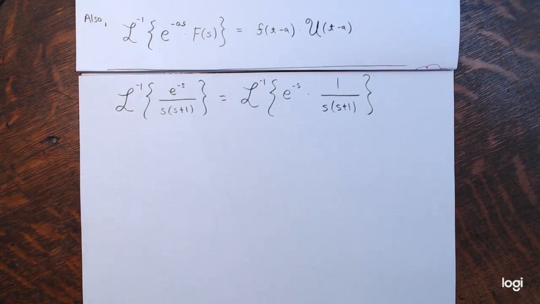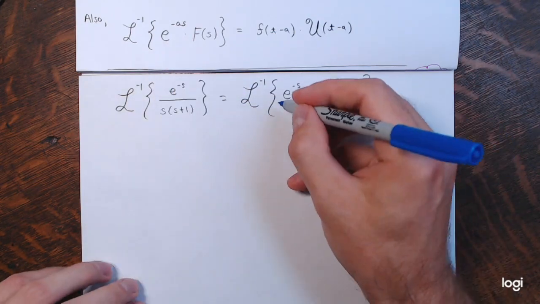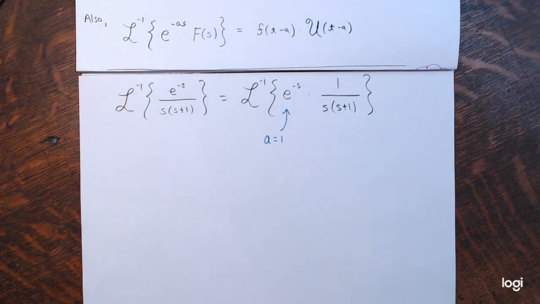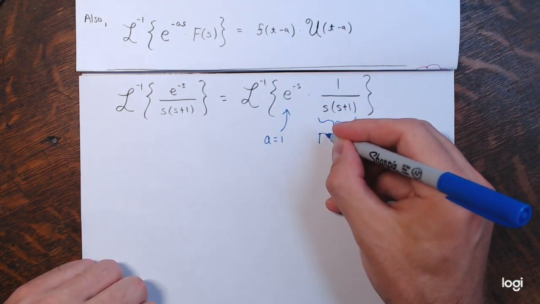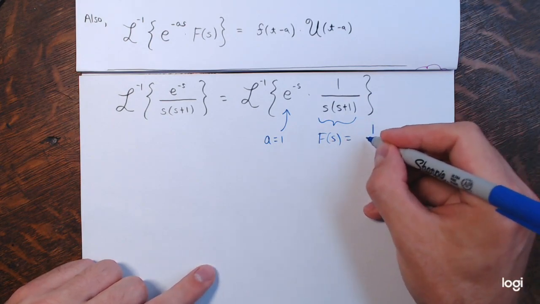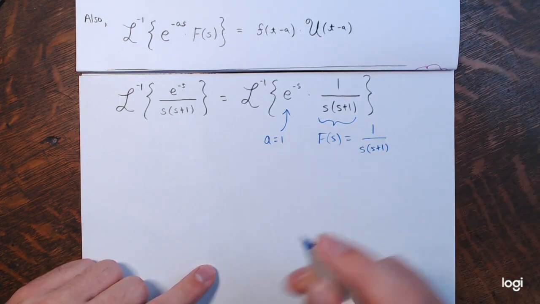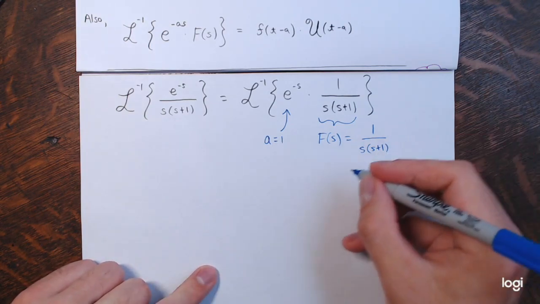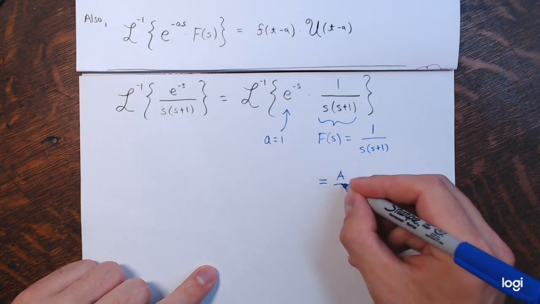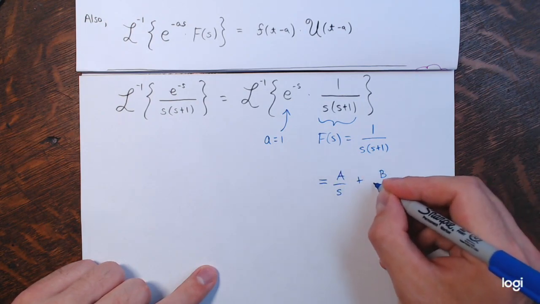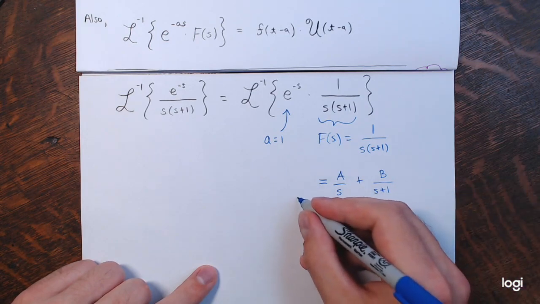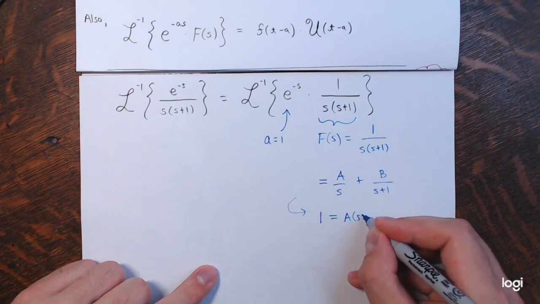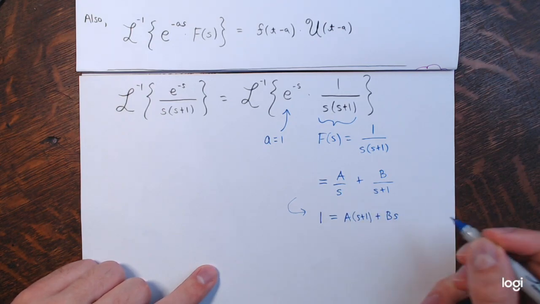All right, so looking at this, it's in the form that I have here. The value of a is 1. That's e to the negative 1s. And our capital F of s here is 1 over s times s plus 1. And what I'm going to do is use partial fraction decomposition to break this up. So this is some constant a over s plus some constant b over s plus 1. Multiplying by the denominators, we get 1 equals a times s plus 1 plus b times s.